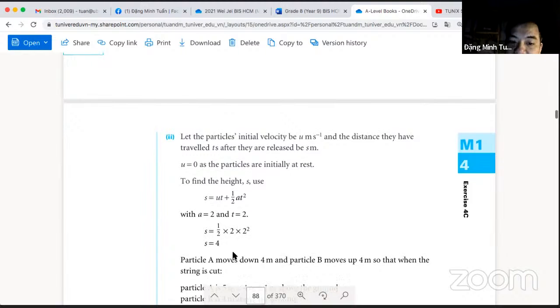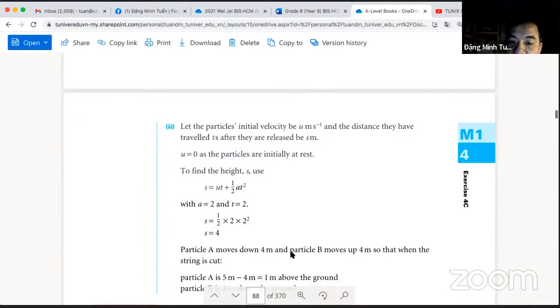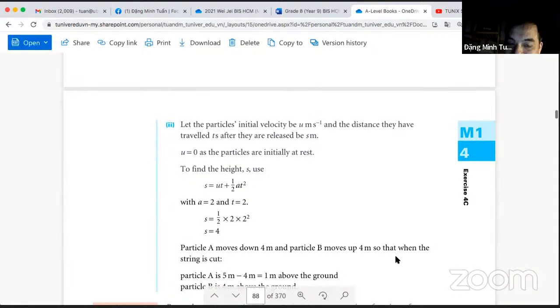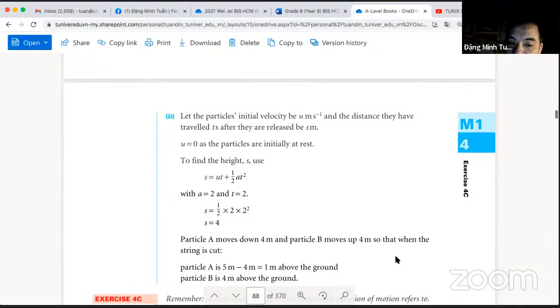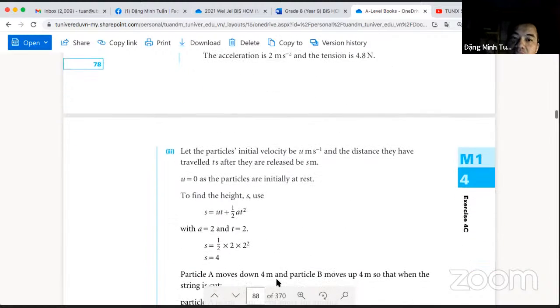Okay. And the particle A moves down 4 meters. The particle B moves up 4 meters also. And when the string is cut, so that means particle A goes down 1 meter more, and particle B goes up to 4 meters above the ground. Okay. You got it? The situation?